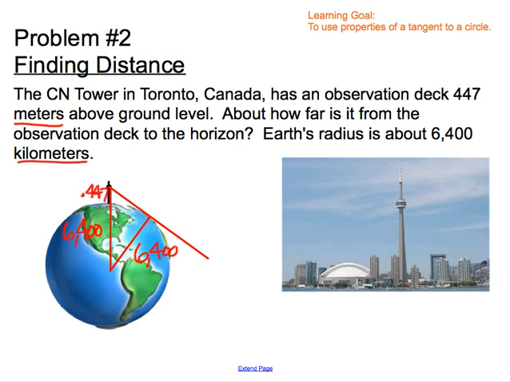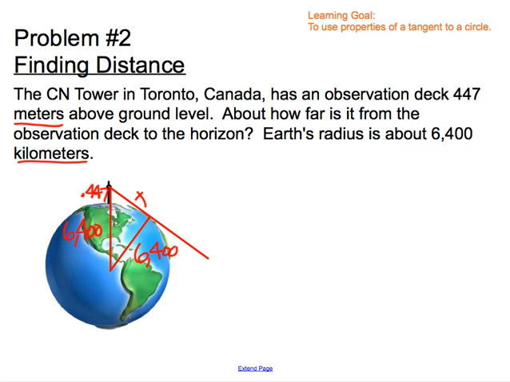0.447. The question asks us about how far it is from the observation deck to the horizon, which is the point where you no longer see the Earth. So we're looking for this right here, x. So let's go ahead and get rid of the photo so that we have a little bit of space to work.